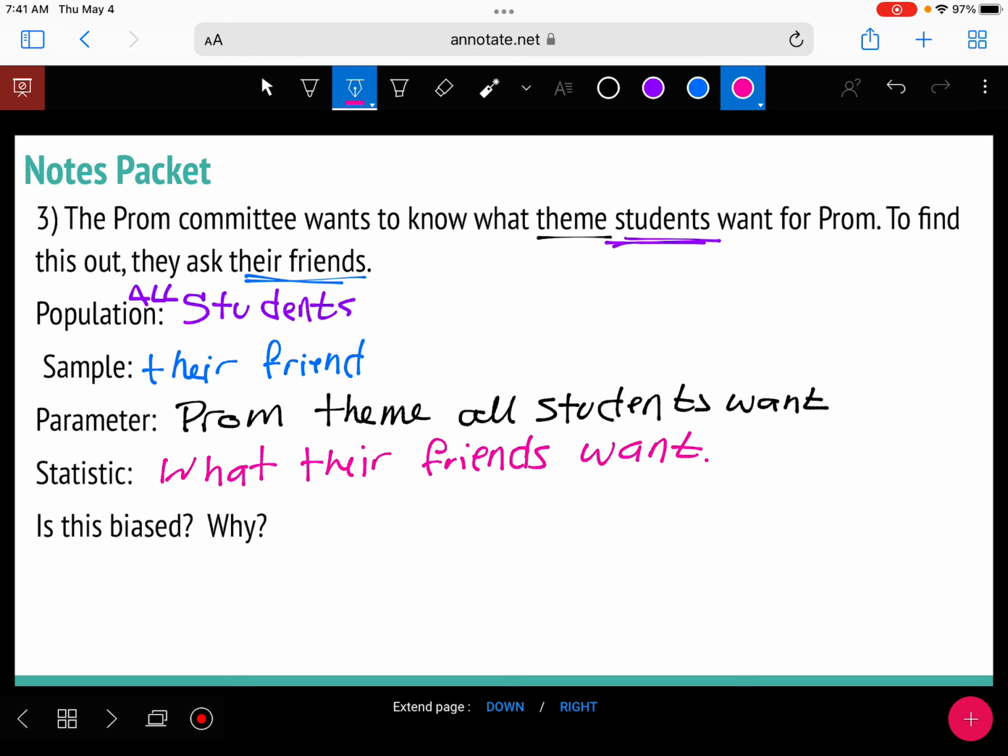Is this biased? Yes. Why? Because they're not friends with everybody. Very few people have friends in every representative group. The seniors aren't necessarily going to be friends with freshmen. Not that the freshmen need to have an opinion on prom, but they're part of the population. You're not going to have friends in all the different social circles.